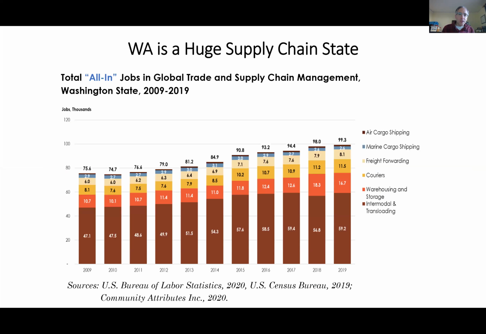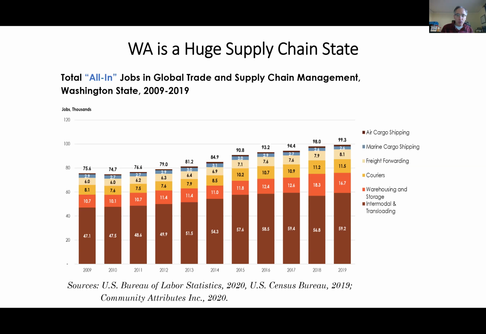So it's a huge industry in Washington State, and we break it down into what we call all-in jobs. And these are jobs where people are just working at companies that are focused on supply chain. So this could be people who work at an air cargo shipping company or a marine cargo shipping company, or they're freight forwarders or things like that. This is the number of jobs in Washington State since 2009.